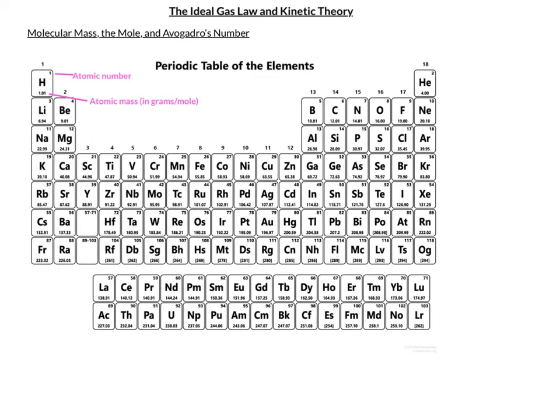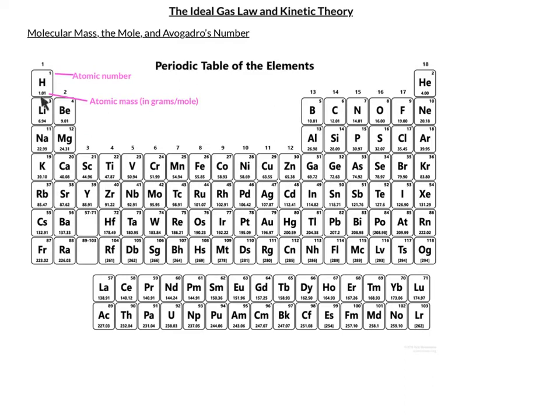So here we have the periodic table of elements, and there are all these numbers in here. We call this number up here the atomic number, and that stands for the number of protons that element has in its nucleus. So a hydrogen has 1 proton, magnesium has 12 protons, carbon has 6, and so on.